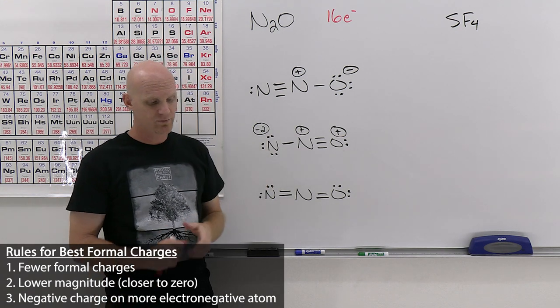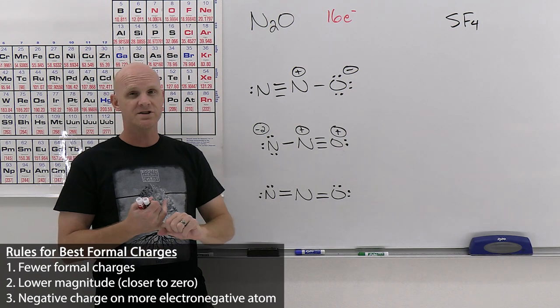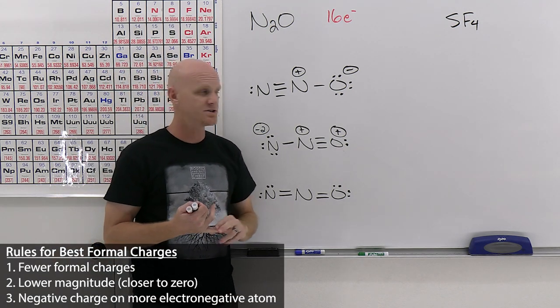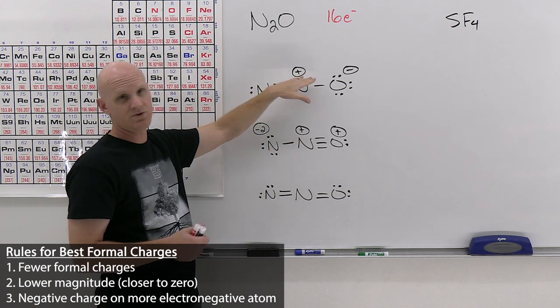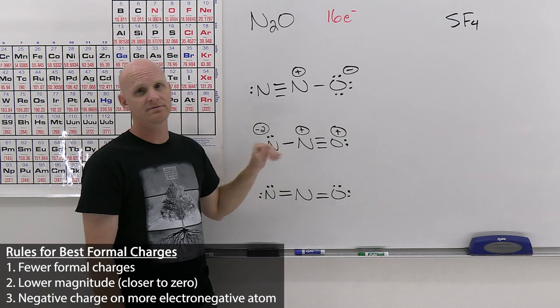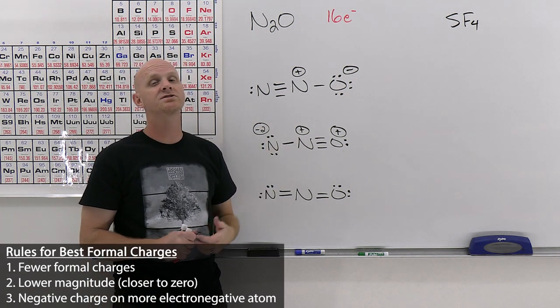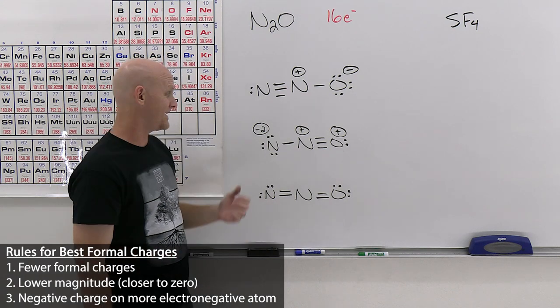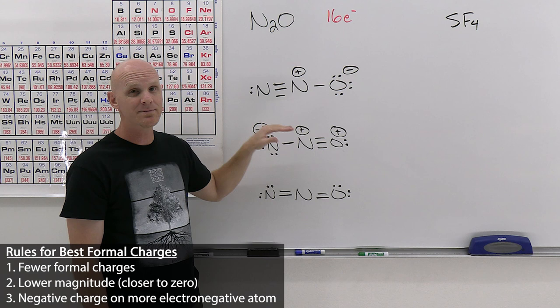Now, we talked about some rules for getting the best formal charges. The first rule is you want the fewest atoms with formal charges. Well, here I got two atoms with formal charges. Here I got three. This one's going to be better. We still got to worry about this last one, but we can already rule this one out. It's not as good. Now, the second rule deals with having formal charges closer to zero, like negative one is better than negative two. So this is going to get ruled out again by that rule.